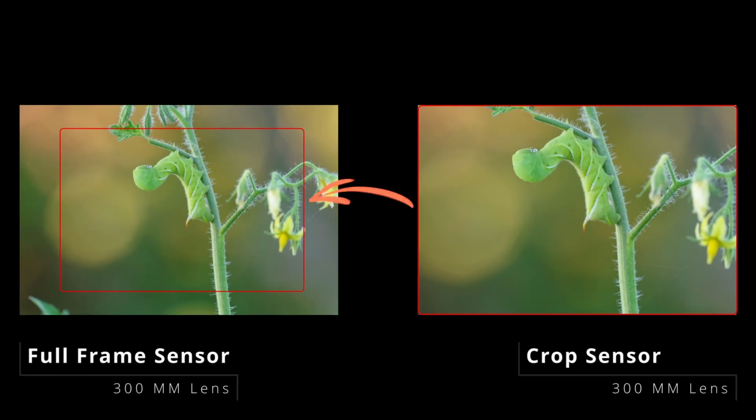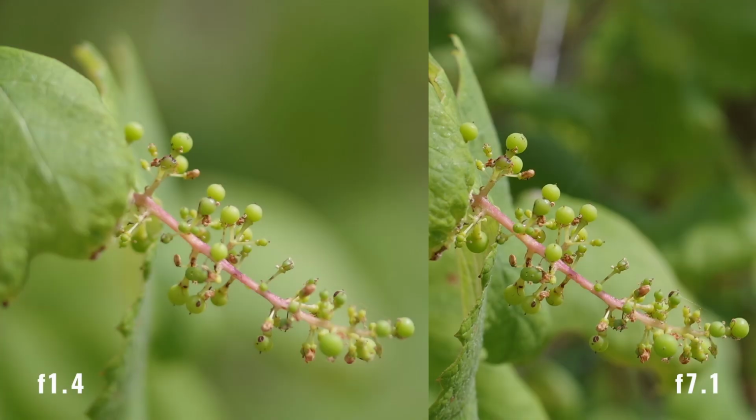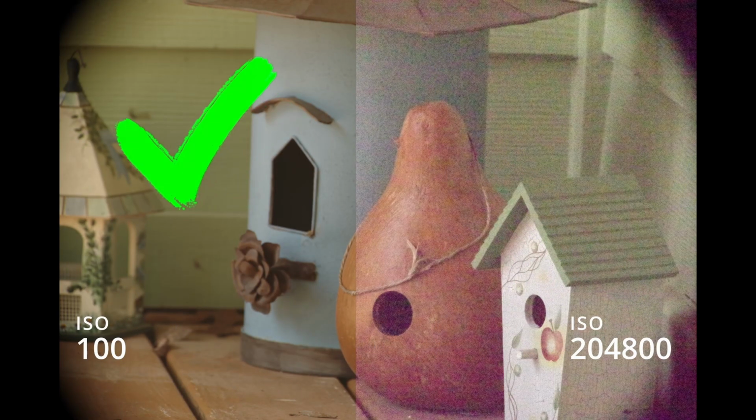We'll talk about everything you need to know about proper exposure, including f-stop and how it controls depth of field. We will look at ISO settings and see how it affects image quality.